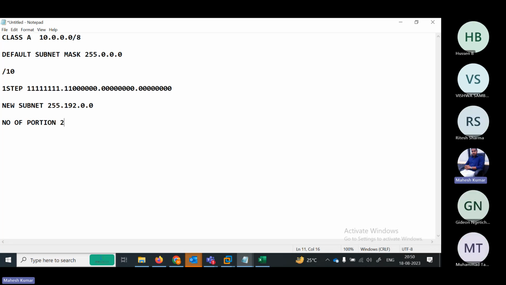2 to the power 2 means how many bits we borrowed? Two bits only we borrowed, right? So 2 to the power 2 equals 4. These 2 bits only we borrowed, so we just need to multiply with that 2. 2 to the power 2 equals 4, so the number of portions will be 4.